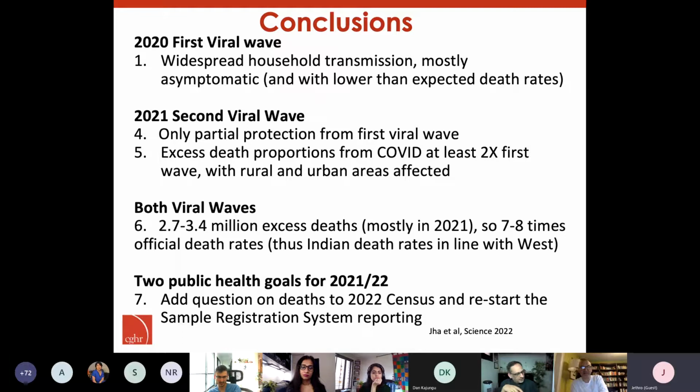In the second viral wave, which was in March, April, May, June of 2021, there was quite a large excess of deaths. So basically death rates doubled during that time. And you put these together, and looking at India's national total of about 10 million deaths routinely per year, these suggest that both viral waves combined caused something like a 30% excess, or between 2.7 and 3.4 million excess deaths, about 7 to 8 times the official death rates.